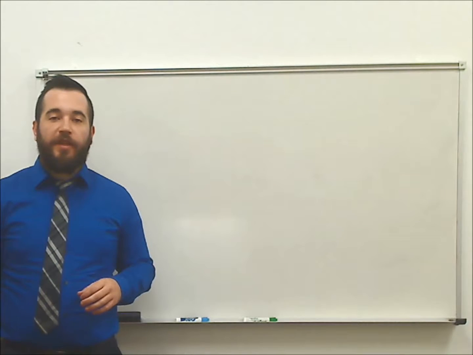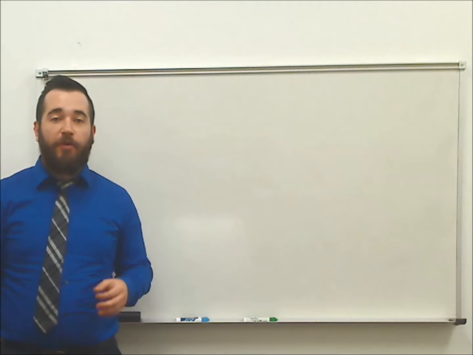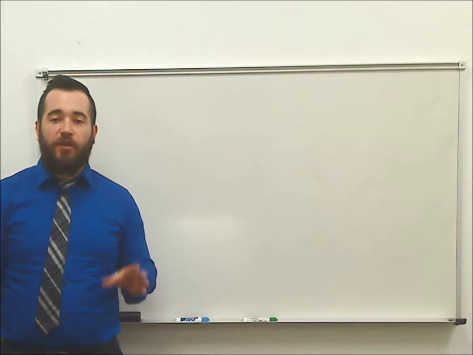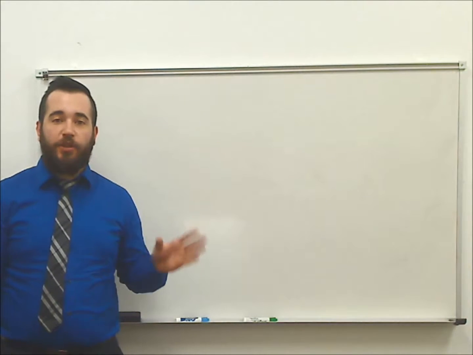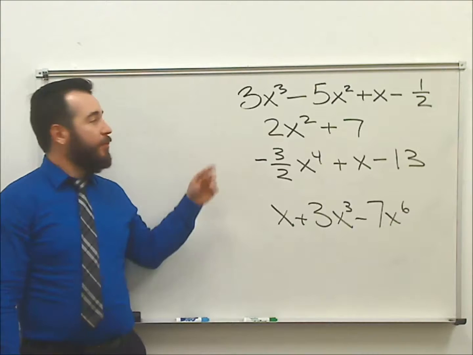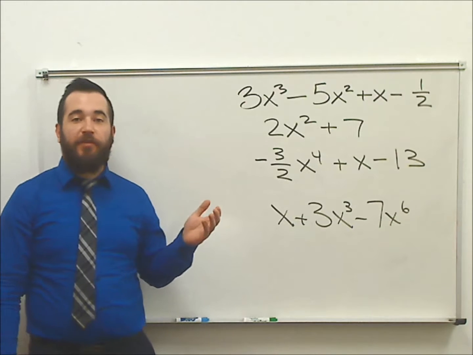A polynomial is any expression that is a sum or difference of powers of x which may or may not have coefficients in front of them. That might sound a little confusing, so let's take a look at a few examples and then I'll give the official mathematical definition. So here are some examples. We've got 3x cubed minus 5x squared plus x minus 1/2.